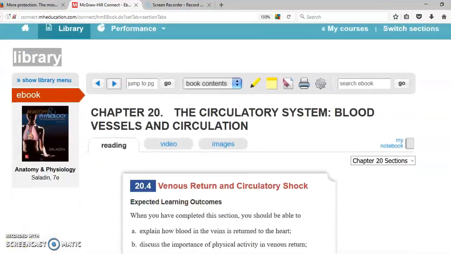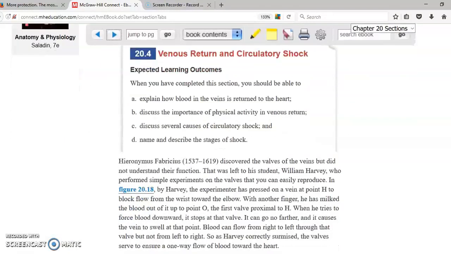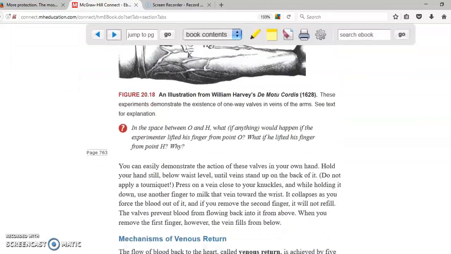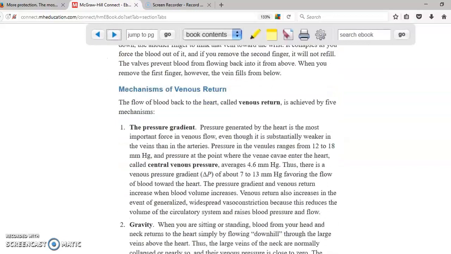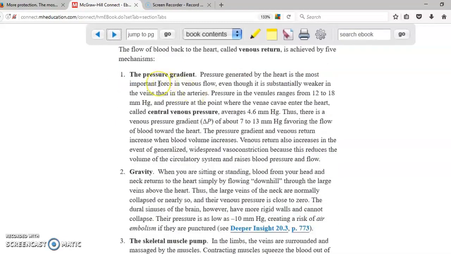Next topic, venous return and circulatory shock. Obviously, circulatory shock is not normal. Venous return is the amount of blood that returns into your heart. Mechanisms of venous return. What causes your blood to return to your heart? Well, the very first one is the pressure gradient produced by your heart, right? Your heart pumps with certain force, and that's enough in order for the blood to come back into your heart.